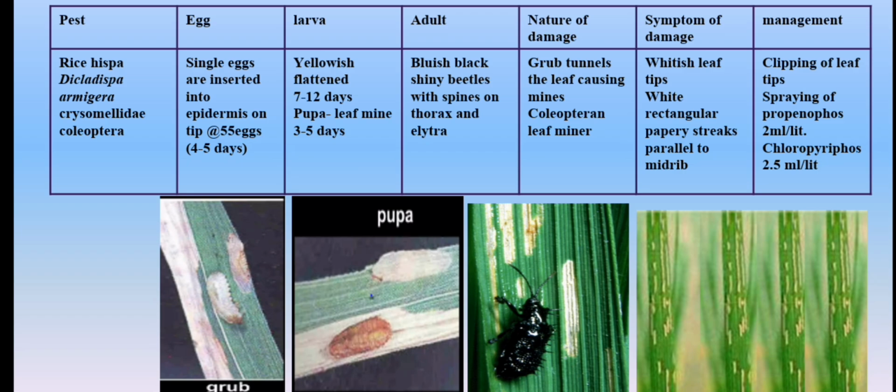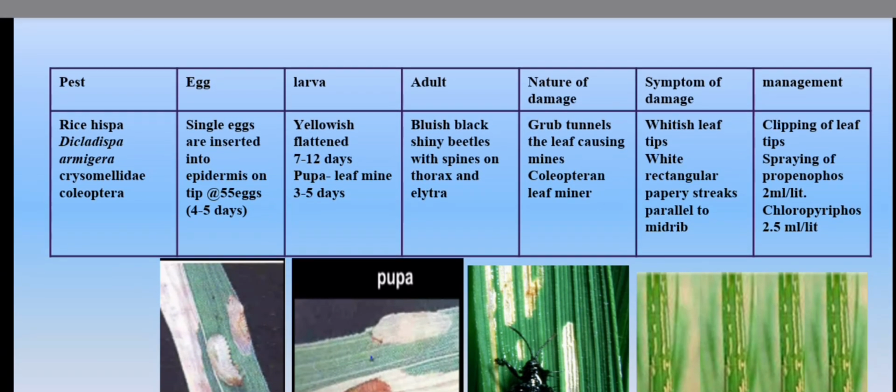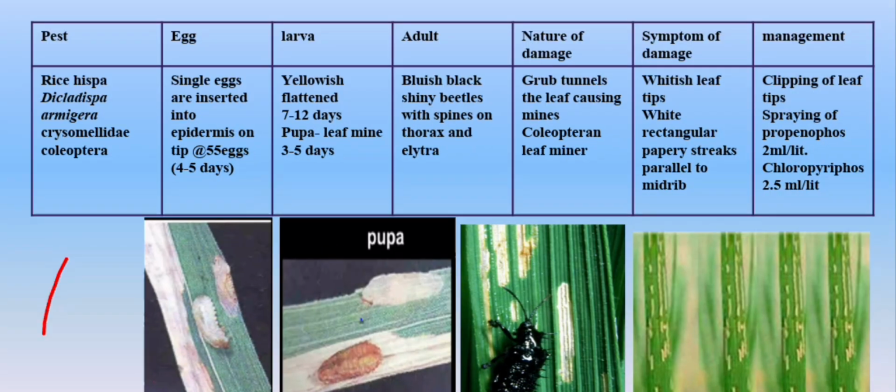So the next insect is rice hispa. Scientific name is Dicladispa armigera, belonging to the family Chrysomelidae and order Coleoptera. This hispa will lay eggs singly, and these eggs are inserted into the epidermis of the leaf. And this will also lay eggs only on the tips of the rice leaves.